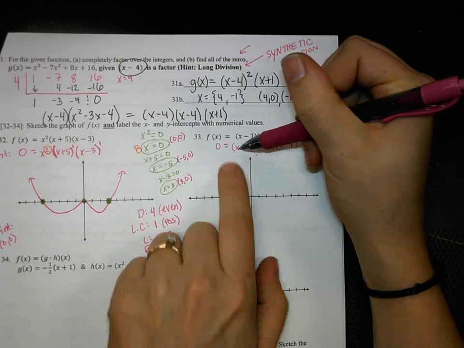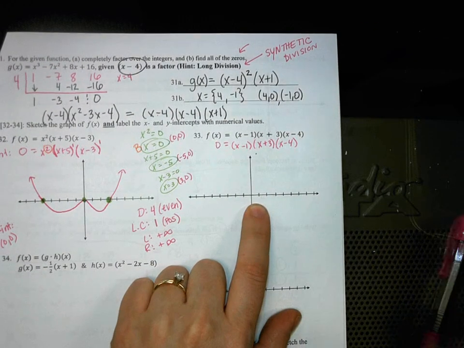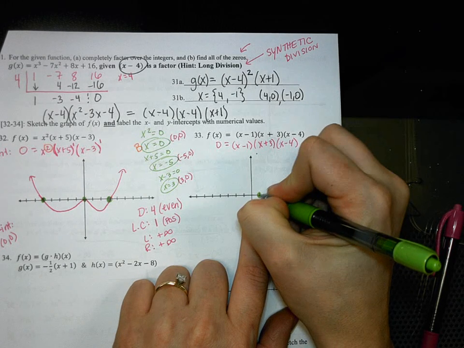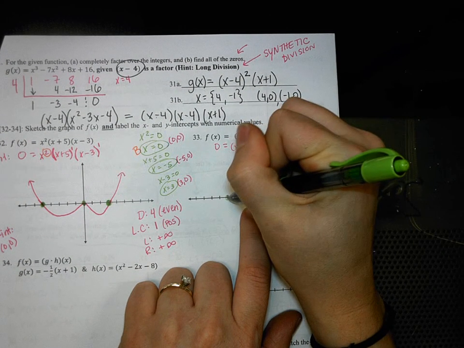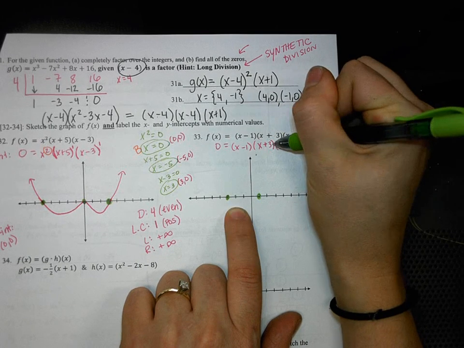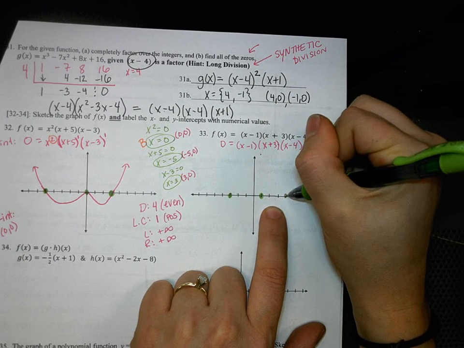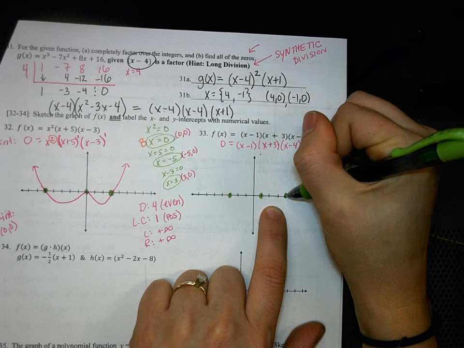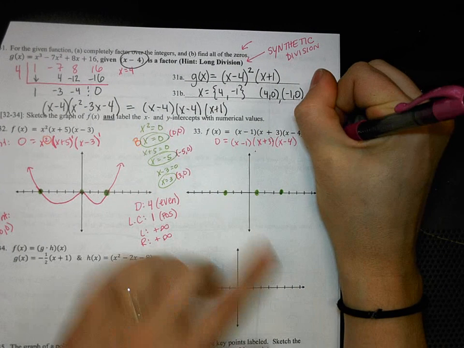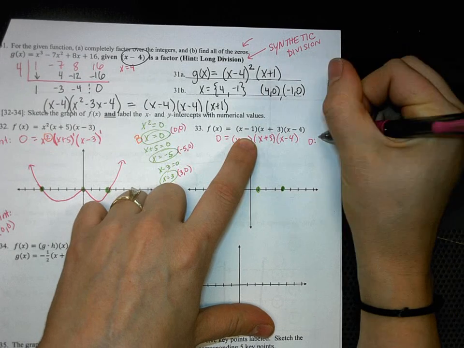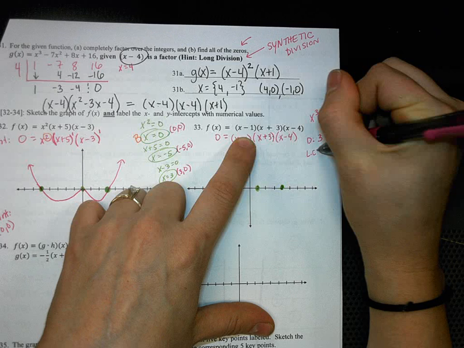So that's a positive 1. This number is going to be negative 3, because if I plugged in negative 3, my plus 3 would give me 0. And positive 4, minus 4 would also give me 0. My degree of this function is x times x times x, which is x to the third. My degree is 3. My leading coefficient is the number out in front, which would be a 1.